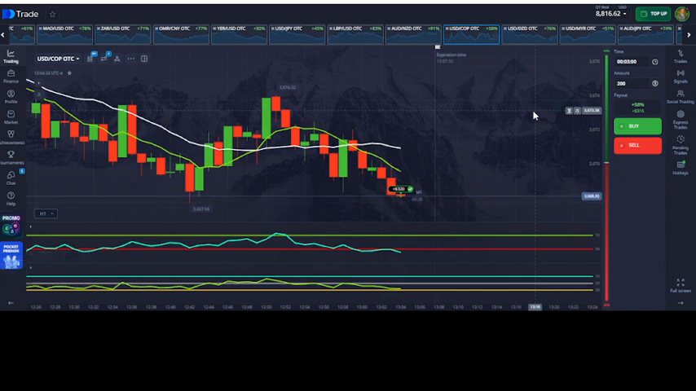Okay, so that trade was in the money. We had a great trading session here, all winners. Okay, so the indicator settings here.